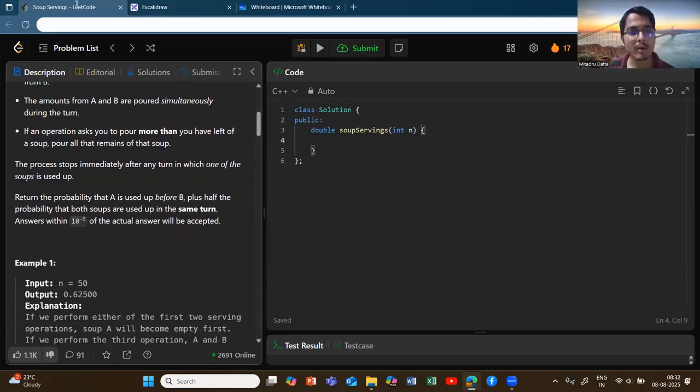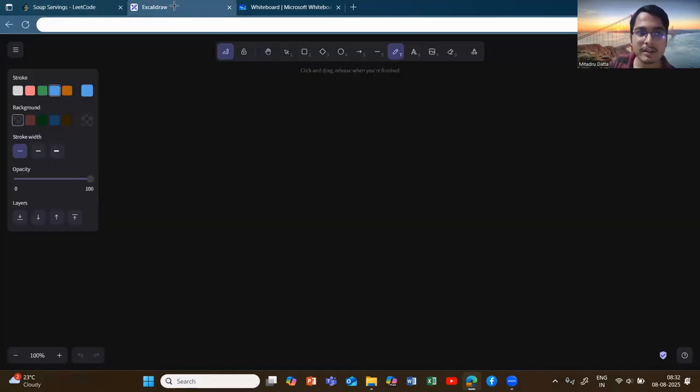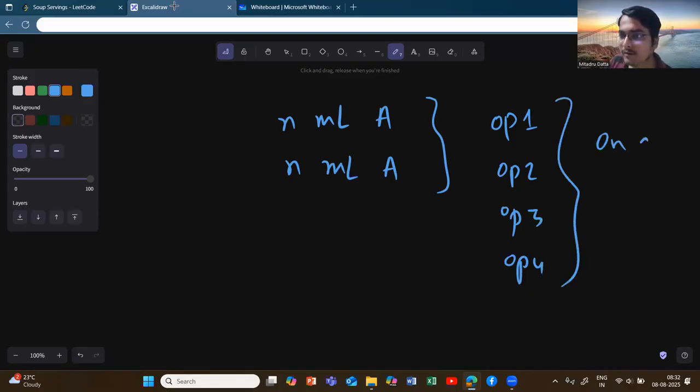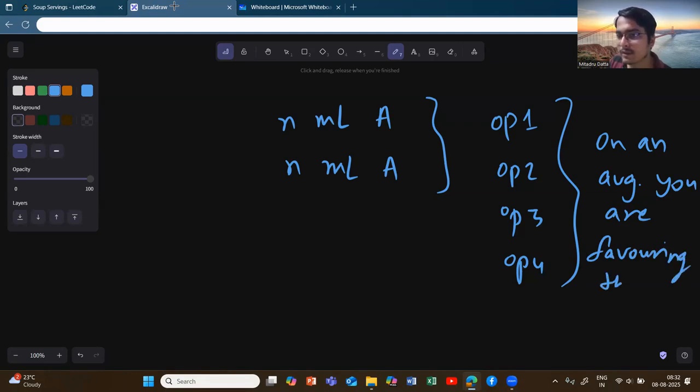So return the probability that A is used up before B, plus half the probability that both are used up at the same time. Initially you are given n ml of A and n ml of B. When you are given these four operations, on an average you are favoring the emptying of A.